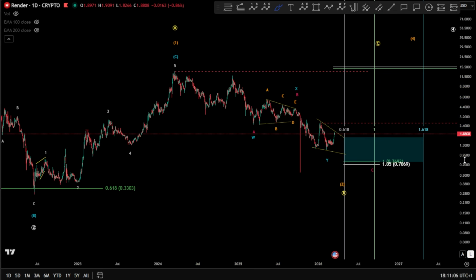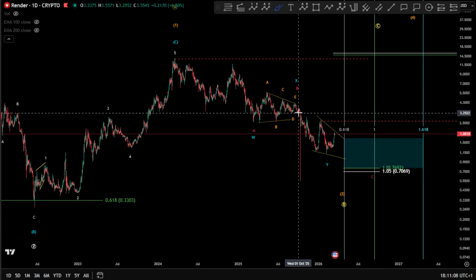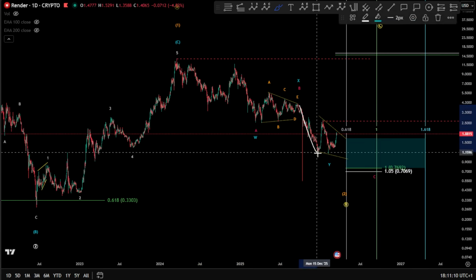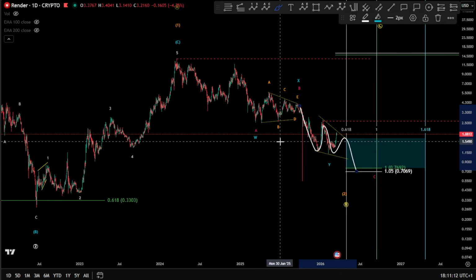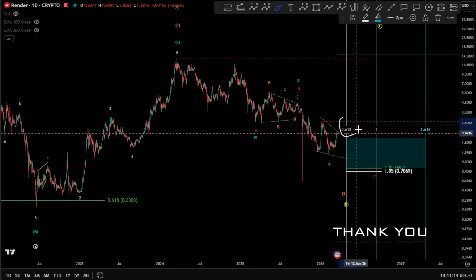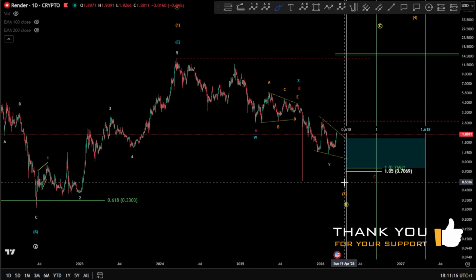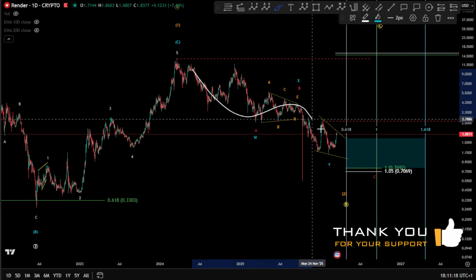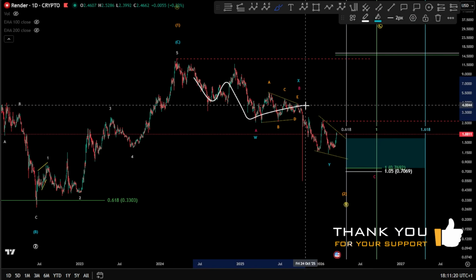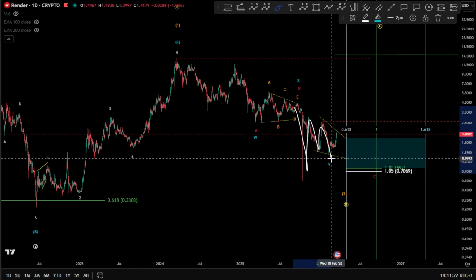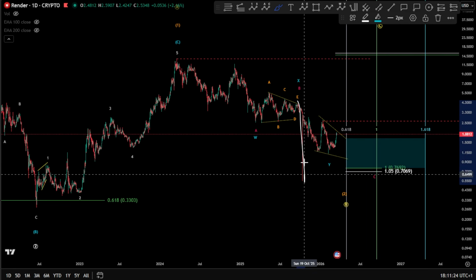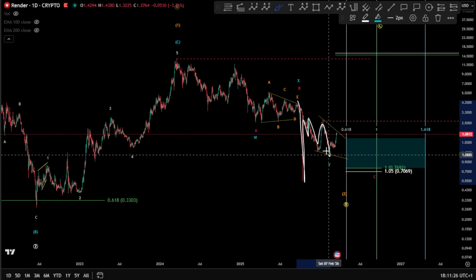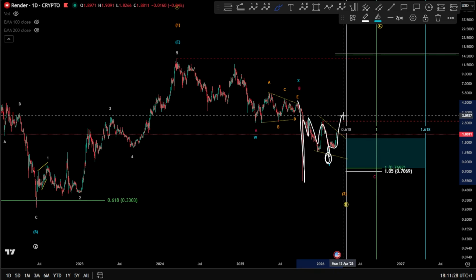The wave C, of course, has to be an impulse or a diagonal, 1, 2, 3, 4, and a 5. Still reaching, of course, the time. It's still reaching also the fib level potentially here as an A, B, and a C. Now, W, X, and a Y can be, of course, a finished structure here as a potential A, B, and a C somehow, 3 waves, and then we push toward the upside.